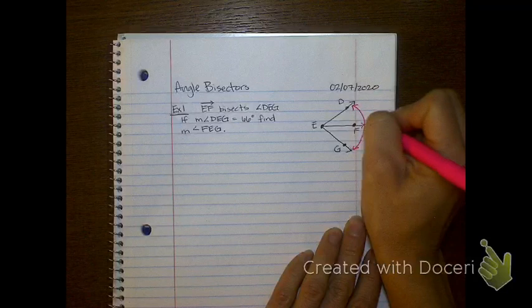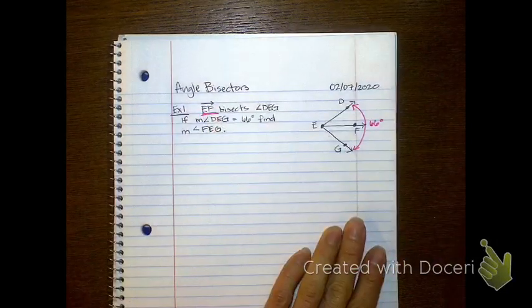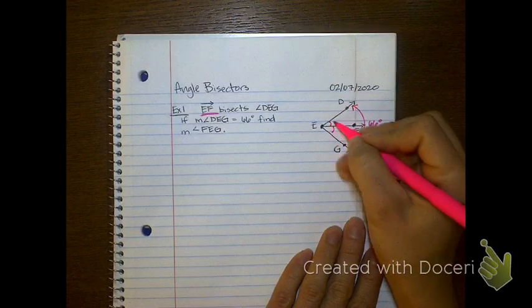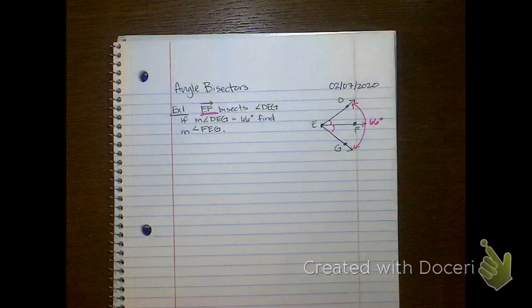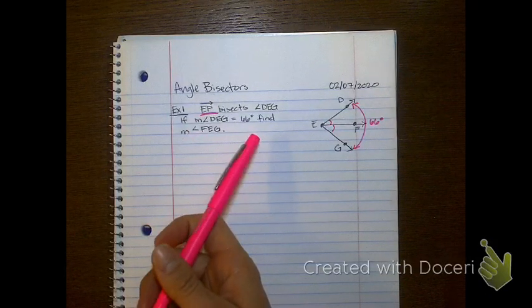Okay. What did it tell you in these instructions right here about ray EF? So what do you know about this angle and this angle right here? They're the same, okay? Who can explain to me how they solved to figure out the measure of FEG? Ari, what did you do?